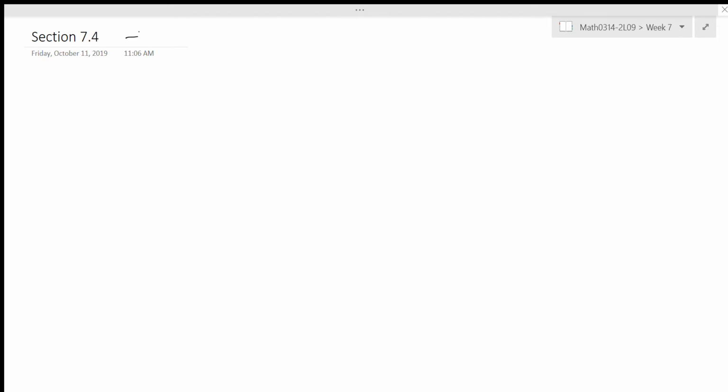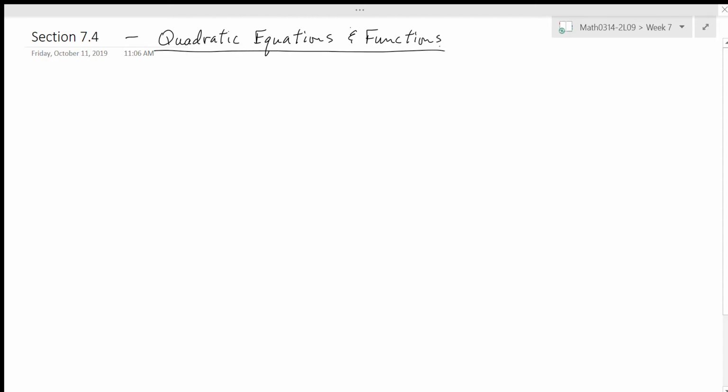This section is on quadratic equations and functions. So it's all about the quadratics today. The first thing we need to do before we jump into any examples is I need to give some introductory formulas to set you up so that we can go through the problem. So the first formula.